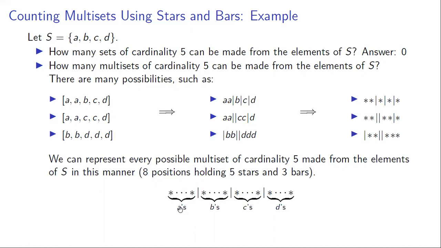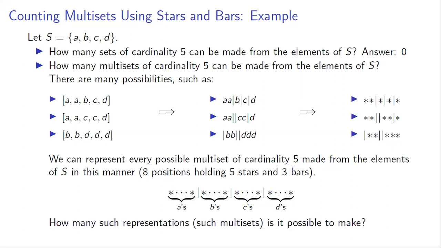So in other words, the first few stars before the first bar represent the number of A's. Now there might be 0 stars before the first bar. That means there are no A's, right? So that's also possible. So there's an unknown number of A's, meaning an unknown number of stars before the first bar. And then we have the first bar, and then an unknown number of stars for the B's, and then a bar, and then an unknown number of stars for the C's, and then a bar, and then an unknown number of stars for the D's. The total number of stars and bars in the diagram is 8, right? There are 8 symbols that we're using in this diagram.